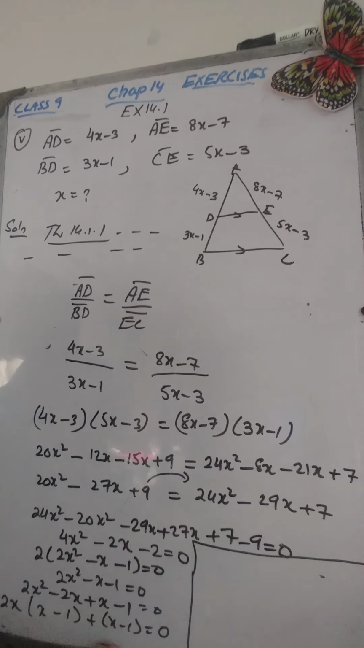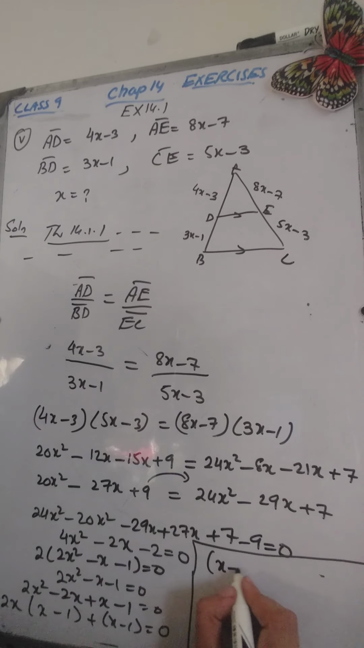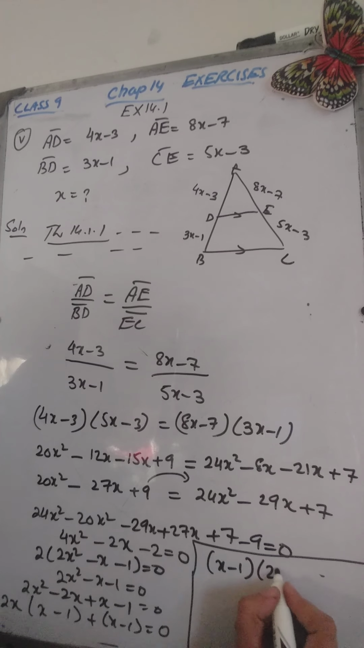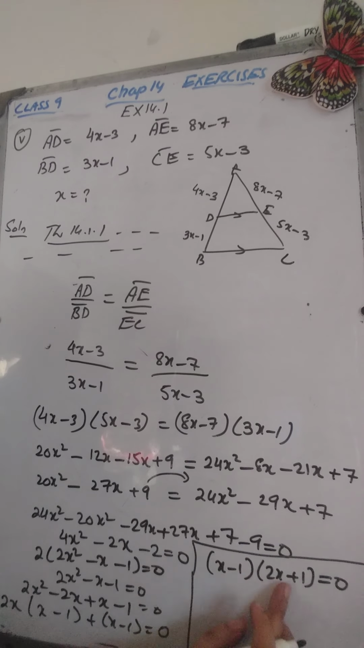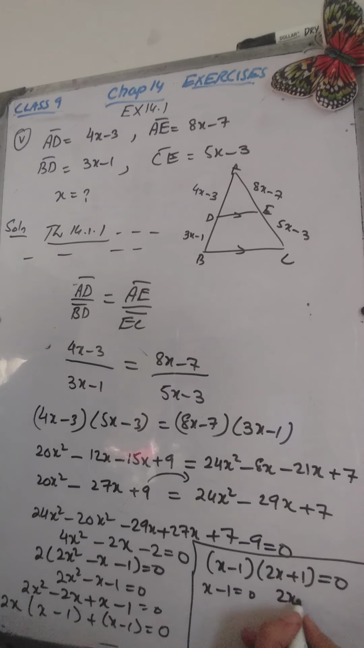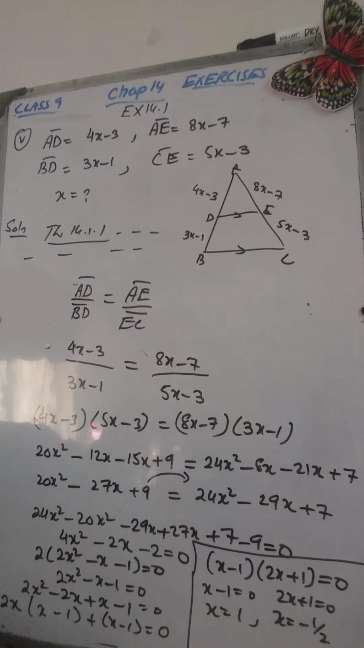Taking x minus 1 common, 2x plus 1 equals to 0. Now we are going to put either x minus 1 equals to 0 or 2x plus 1 is equal to 0. So either x is equal to 1 or x is equal to negative 1 by 2. So this completes the answer and the exercise.